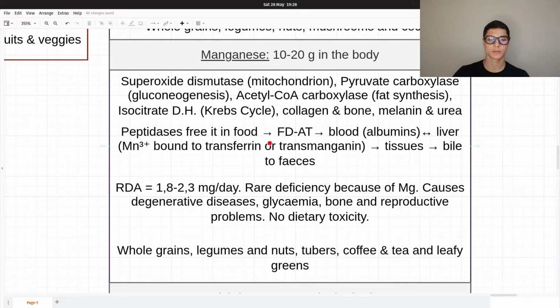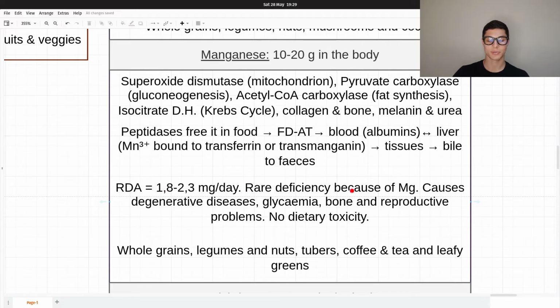And then, once it's free, it goes inside the enterocyte with facilitated diffusion, and it leaves the enterocytes with active transportation. In the blood, it's bound to albumins, and it goes to the liver, where it is bound to transferrin or transmanganin, the manganese-free positive. And then it can also go to the tissues, and the excretion is through bile to feces. The RDA says 1.8 to 2.3 milligrams a day.